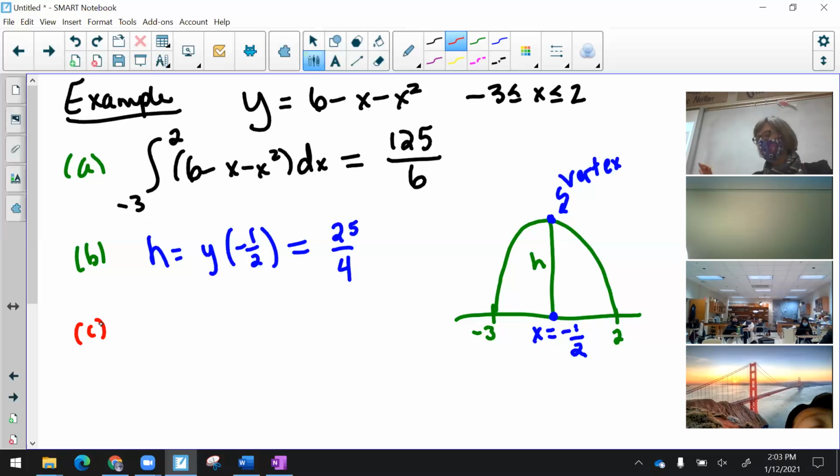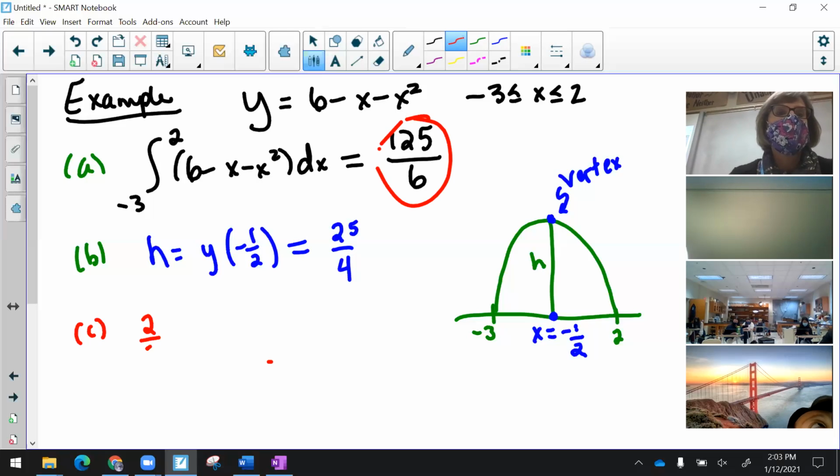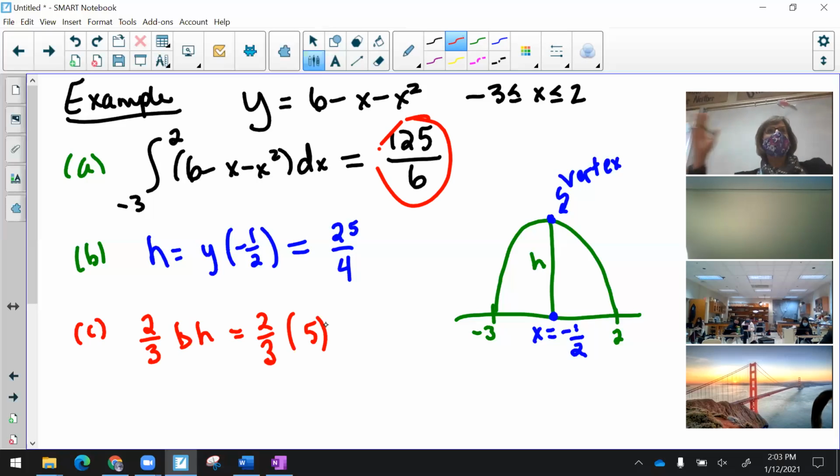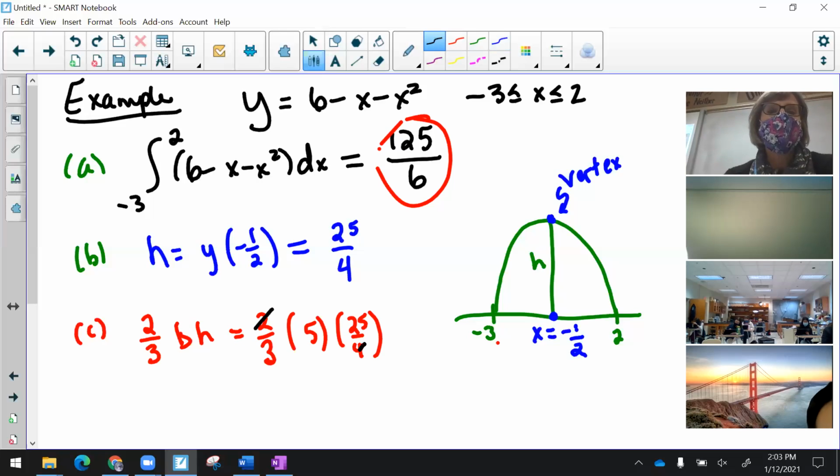Part C says show that if we take 2/3 space times height, we're going to get 125 over 6. Obviously I know what 2/3 is. I have a height there. What's the base? Katie, what's the base? 5. Yeah, it's going to be that distance between -3 and 2, and that's going to be times 25 over 4. If I do a little canceling here, that's going to give me 125 over 6.